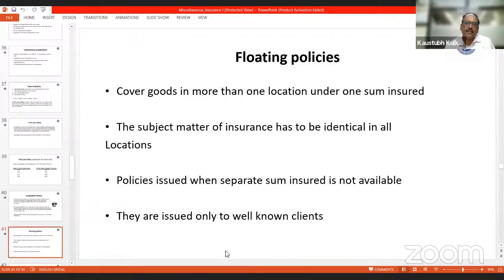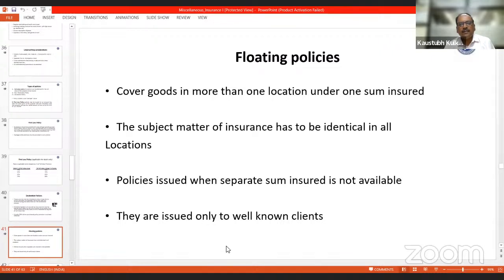Floating policy, yes. In case of burglary, we can issue the floating policy because this cover is given for the goods in more than one location under one sum insured. The subject matter of insurance has to be identical in all locations. What do we mean by subject matter of insurance and that it has to be identical?